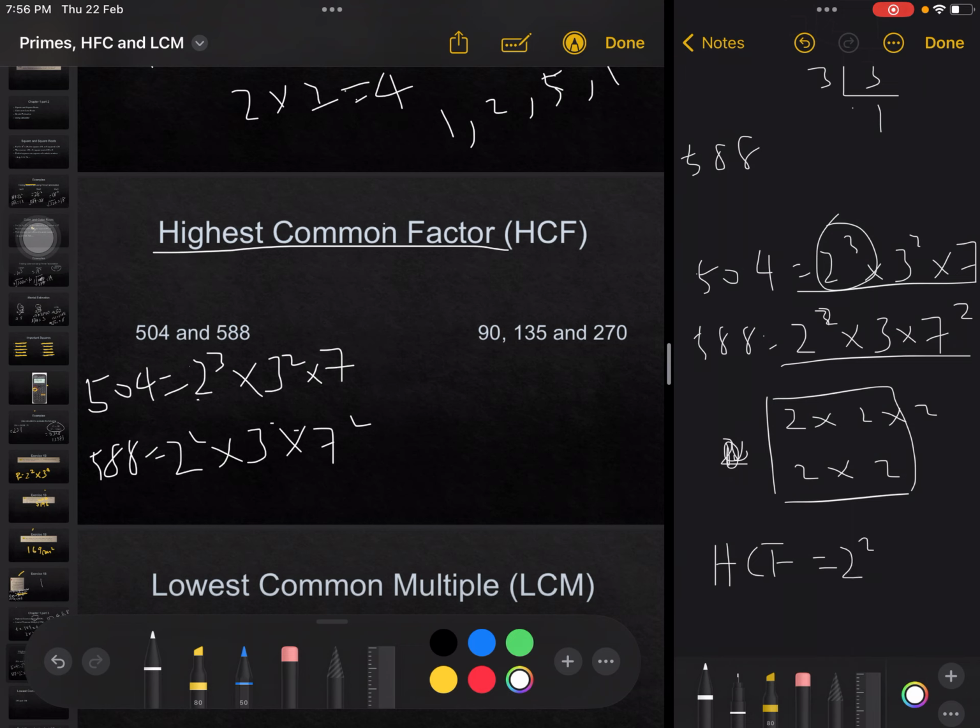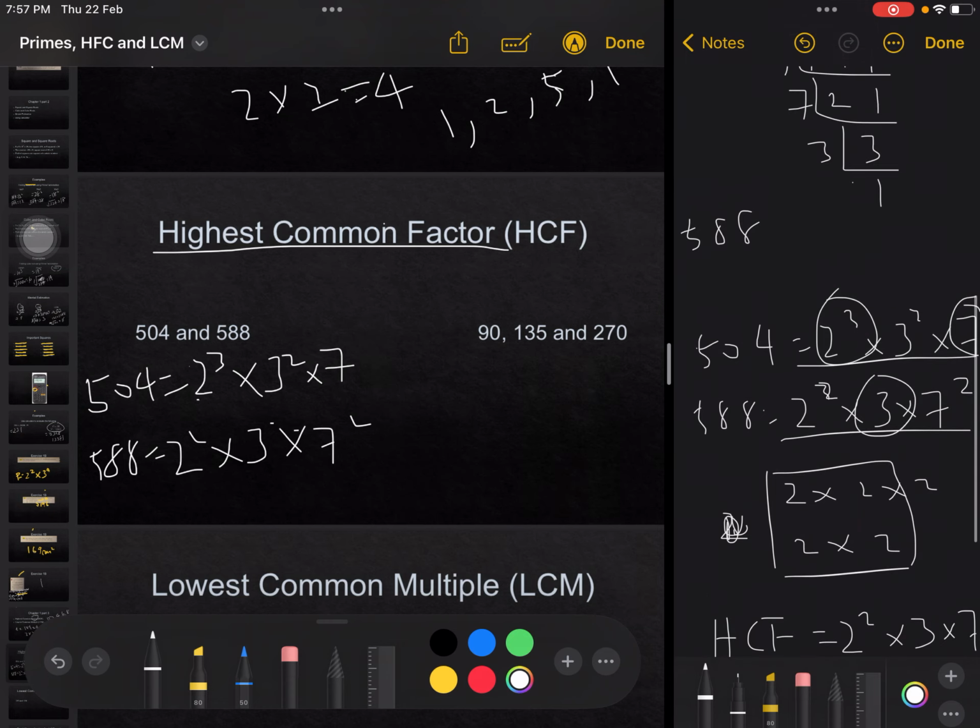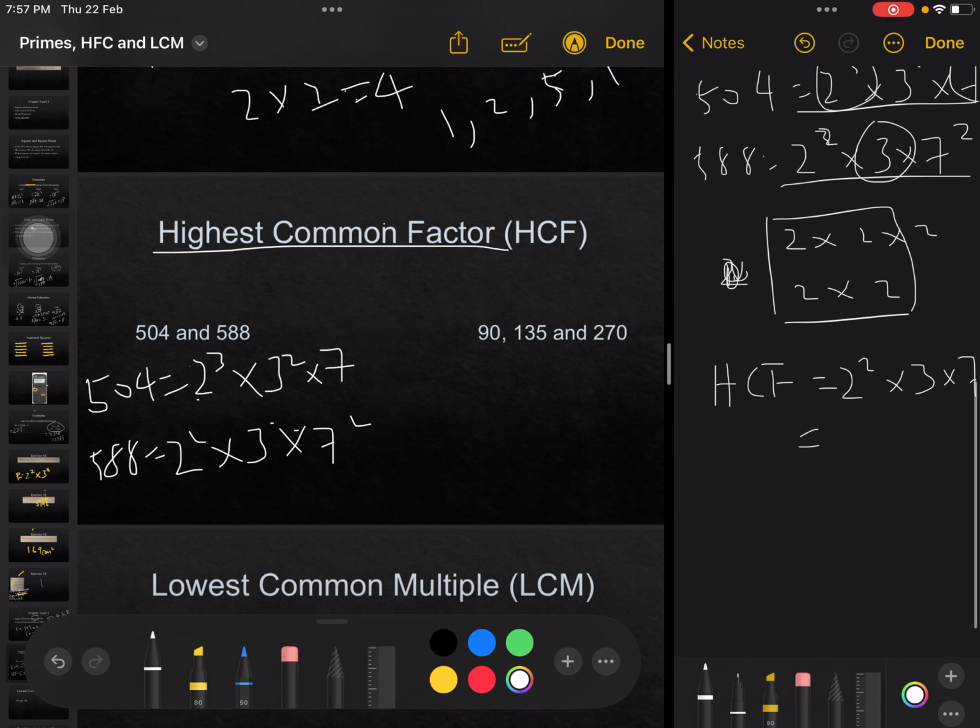So again, 3 to the power 1 and 3 to the power 2, you take the lower power, which is 3. 7 to the power 1 and 7 to the power 2, you take the lowest power, which is 7. So the HCF will be equal to 2 squared, which is 4, times 3, 12. 12 times 7, 84. So the HCF will be 84. The highest common factor for these two numbers will be 84.